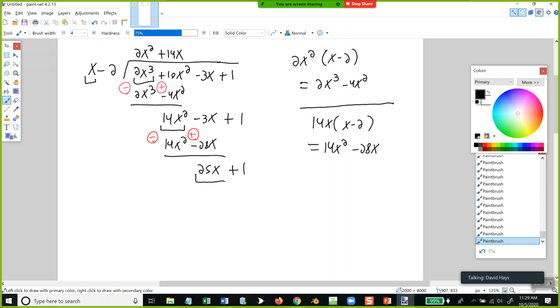And again, we look at the first term of each side, what goes up on top. We ask ourselves what times x gives us 25x, and that'd be 25. So we'll take 25 times x minus 2, gives us 25x minus 50. We're going to subtract that line, which means flip signs. So it becomes a negative, this becomes a positive. 25x minus 25x drops away. 1 plus 50 is 51.